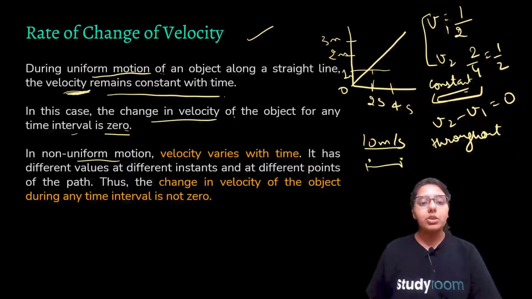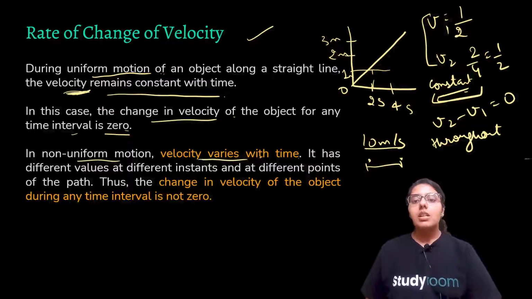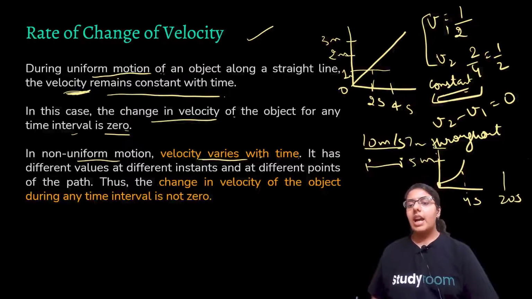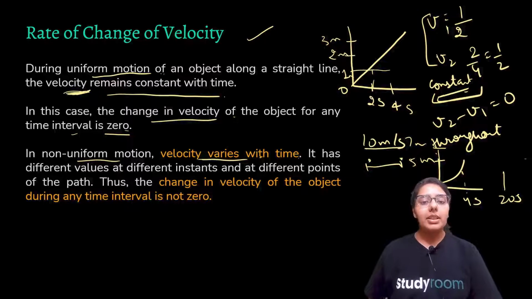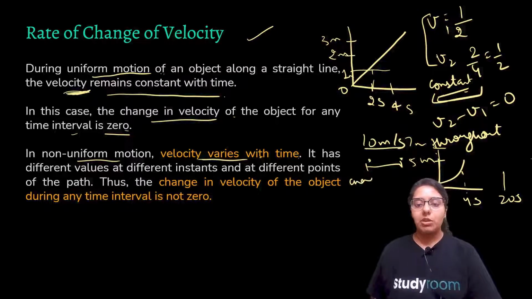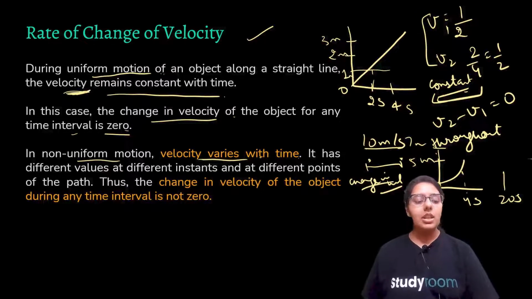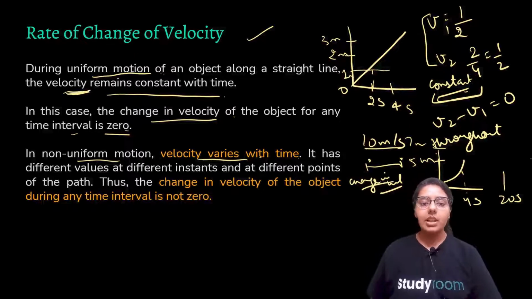But in non-uniform motion, velocity varies with time. For example, suppose it is traveling 5 meters in 4 seconds, then in 20 seconds it's traveling, suppose, 7 meters, any arbitrary values we are taking. So what will happen in this case? Of course, there will be some change in velocity. It will not be 0 because our velocity is not the same throughout. In uniform motion, our velocity was constant, but in non-uniform motion, our velocity is changing. Thus, the change in velocity of the object during any time interval is not 0.